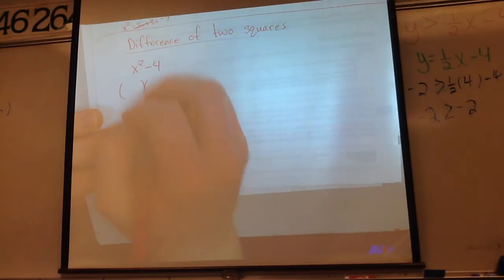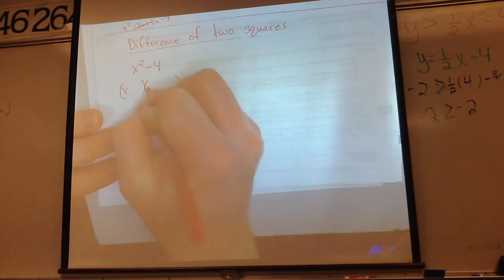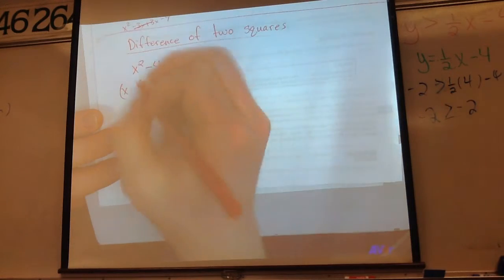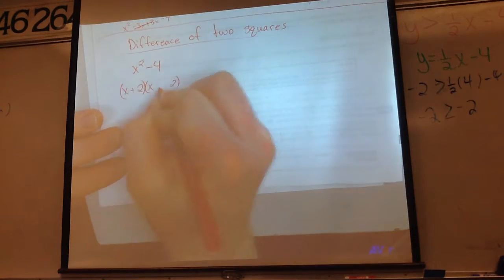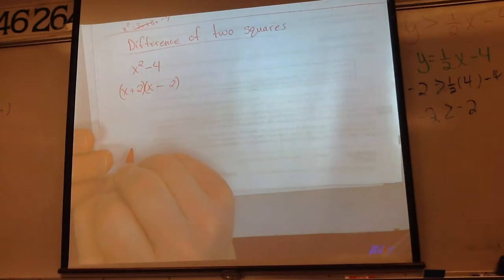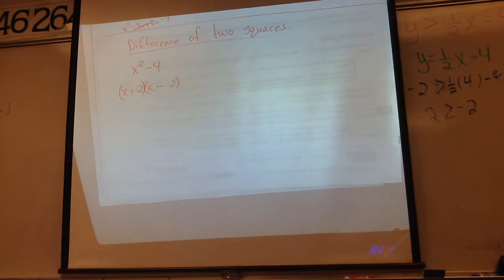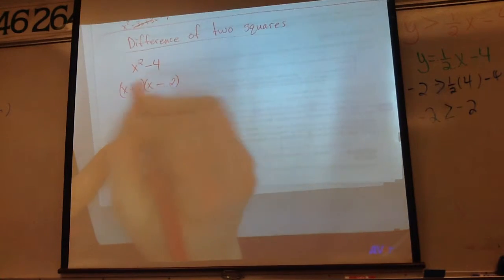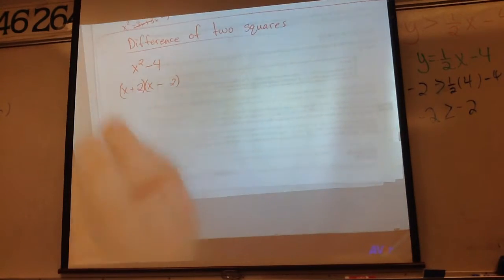You know the square root of x squared? X. So it's x times x. What's the square root of 4? 2. 2 times 2. One plus, one minus. Done. It doesn't matter which one's minus and which is plus, because they're the exact same things. You could do minus plus. What that does is, when you multiply it out, the middle will always be 0. I'm not going to write 0 anymore. That was just for that first time just to show you.